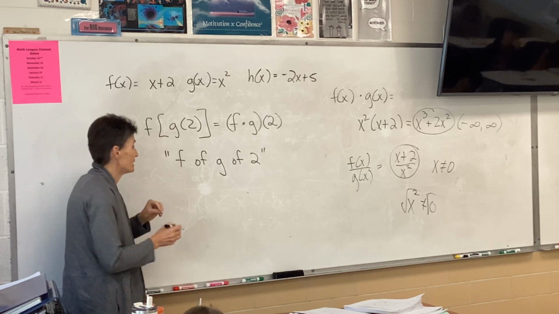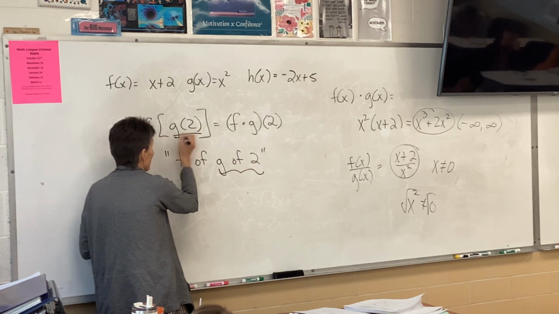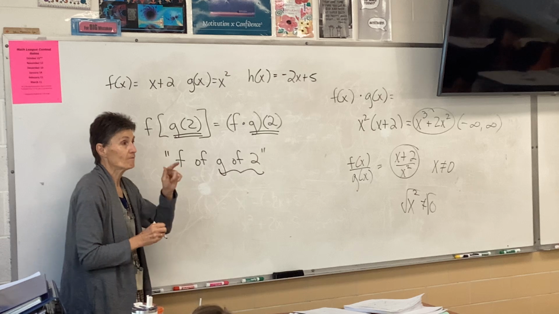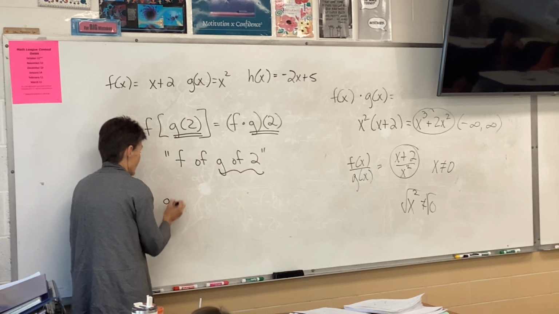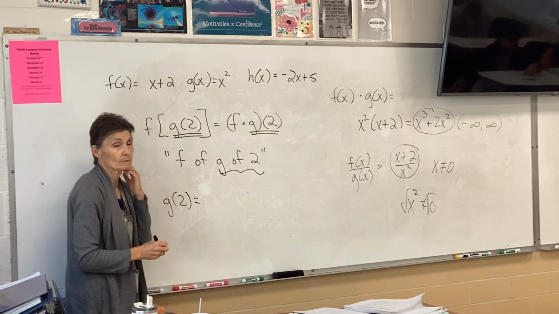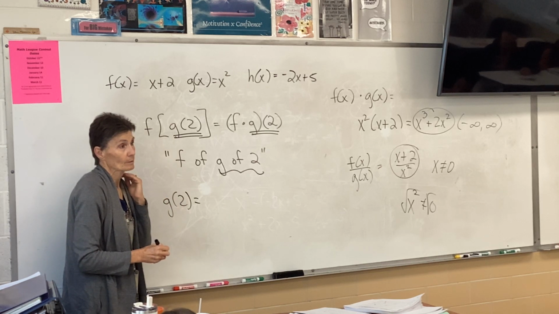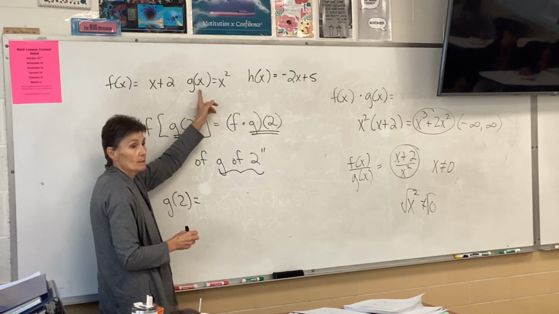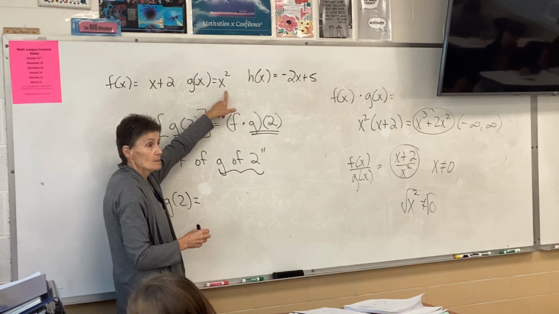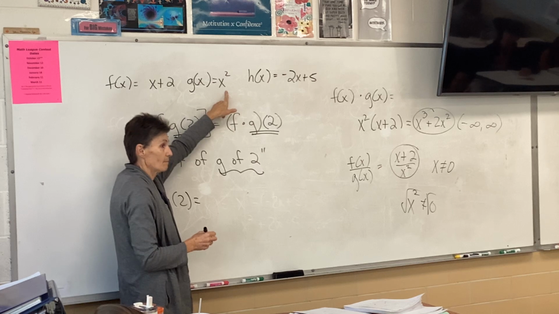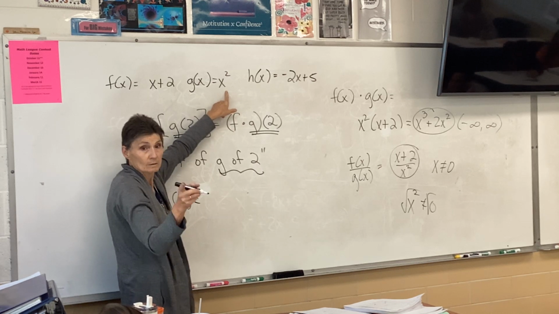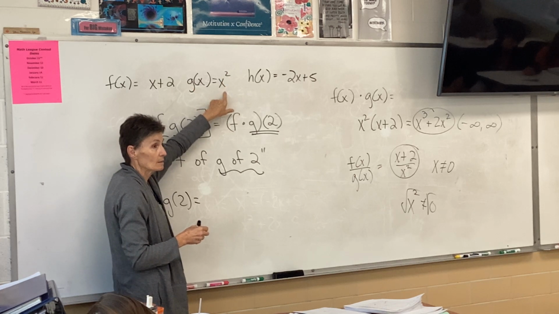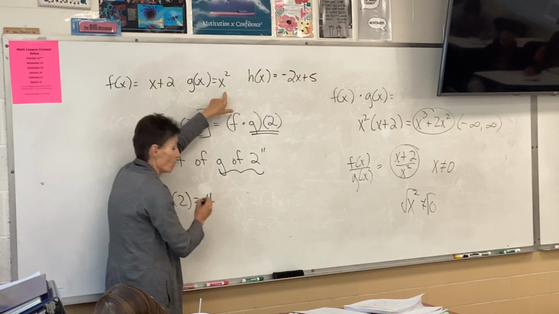How we do it is, we start right here. Start with the letter that's closest to the number. So we first of all find G of 2. Remember how to find G of 2? We plug 2 into G. So what would G of 2 be? 2 squared? Put a 2 in for all the x's. So G of 2 is 4.